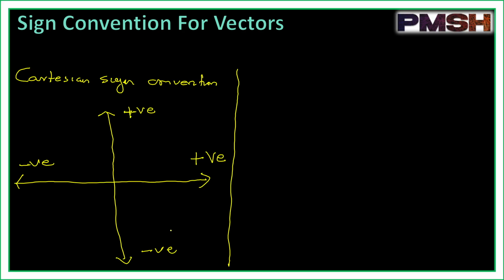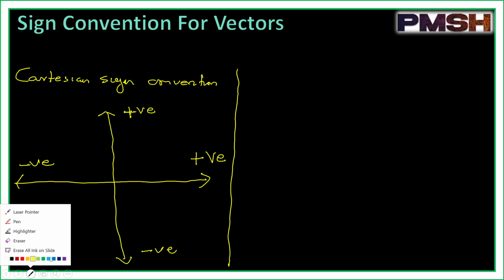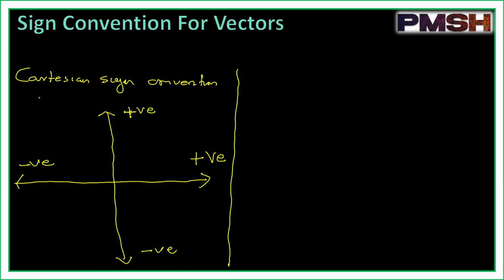And I hope all of you know how we consider north, south, west, east. I hope you already know that. I'll just draw once again for you. How do we consider? This is north direction, this is south, this is west, and this is east.